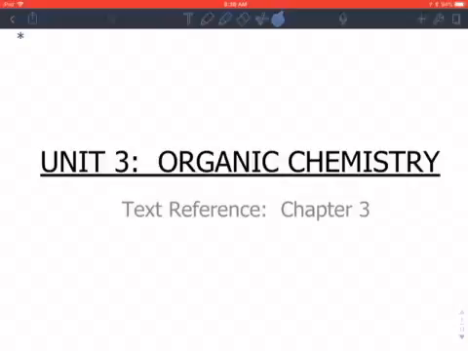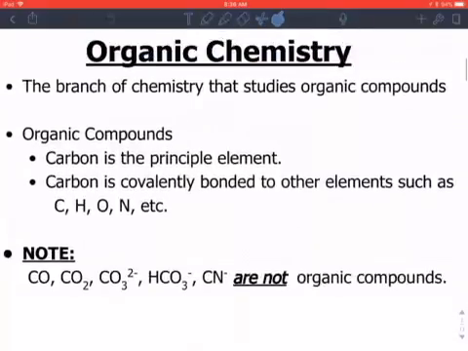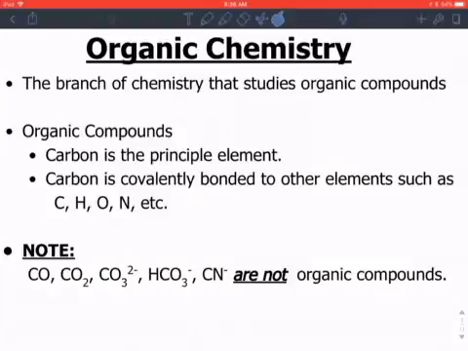All right, so this unit is on something called organic chemistry. So let's talk about what organic chemistry is. I might go quickly through this, so you may have to pause in order to write the slide, or you can go to the PowerPoint. Organic chemistry is really the chemistry of carbon. All right, so carbon compounds. Carbon is the principal element.